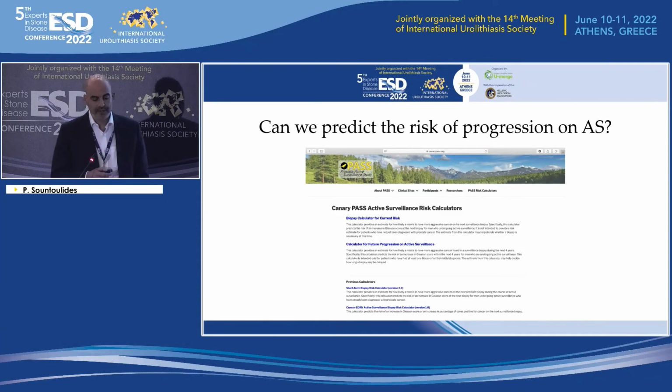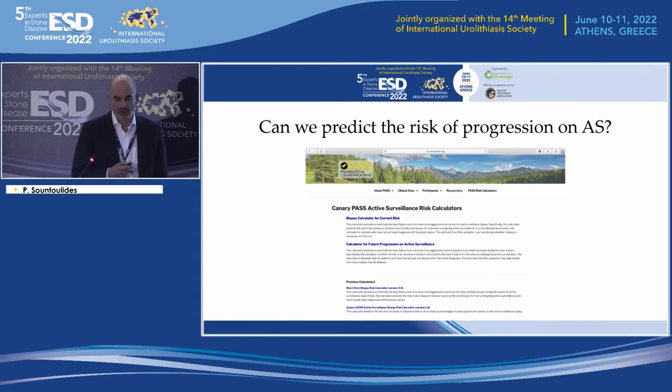Can we help in predicting which patients will fail or progress on active surveillance? Recently, there has been a publication from the Canary PASS study, and they have developed some algorithms which are very helpful. You can find them easily on the internet. There is a risk calculator. They have developed a risk calculator for patients who are already on active surveillance, looking at the risk of progression within the years to come.